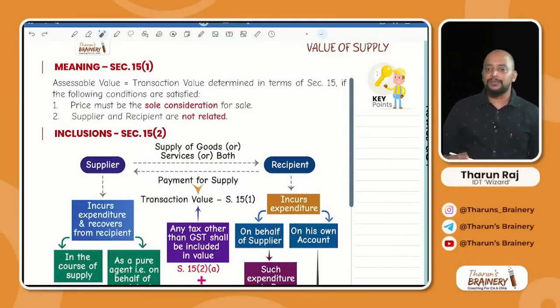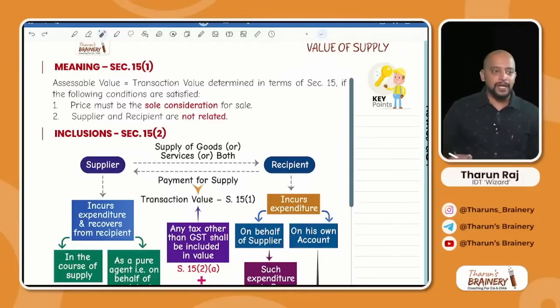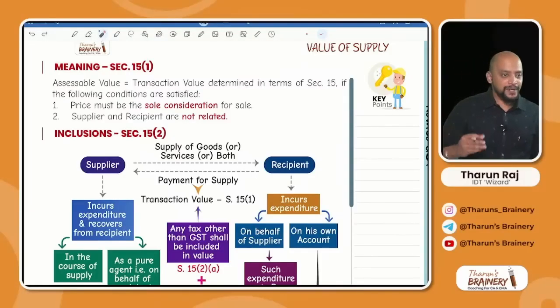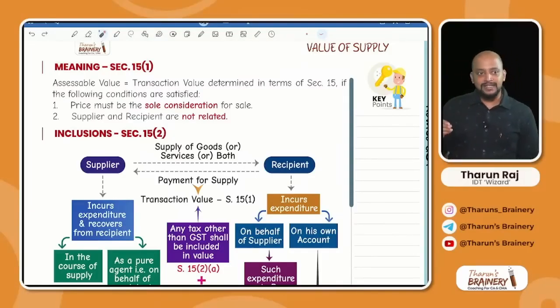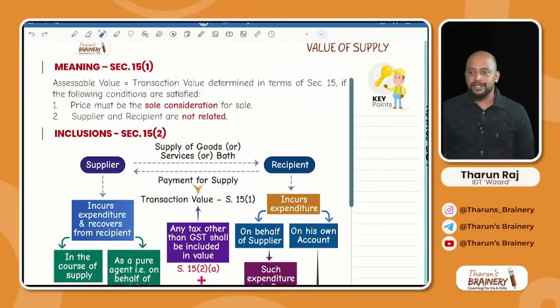What does transaction value mean? The price involved in the transaction is known as transaction value, and the price involved in the transaction means the price actually paid or payable. For example, I am selling you a product for 100 rupees, then 100 rupees will be taken as the transaction value. So assessable value equals transaction value determined in terms of section 15 if the following conditions are satisfied. What are the two conditions that should be satisfied?